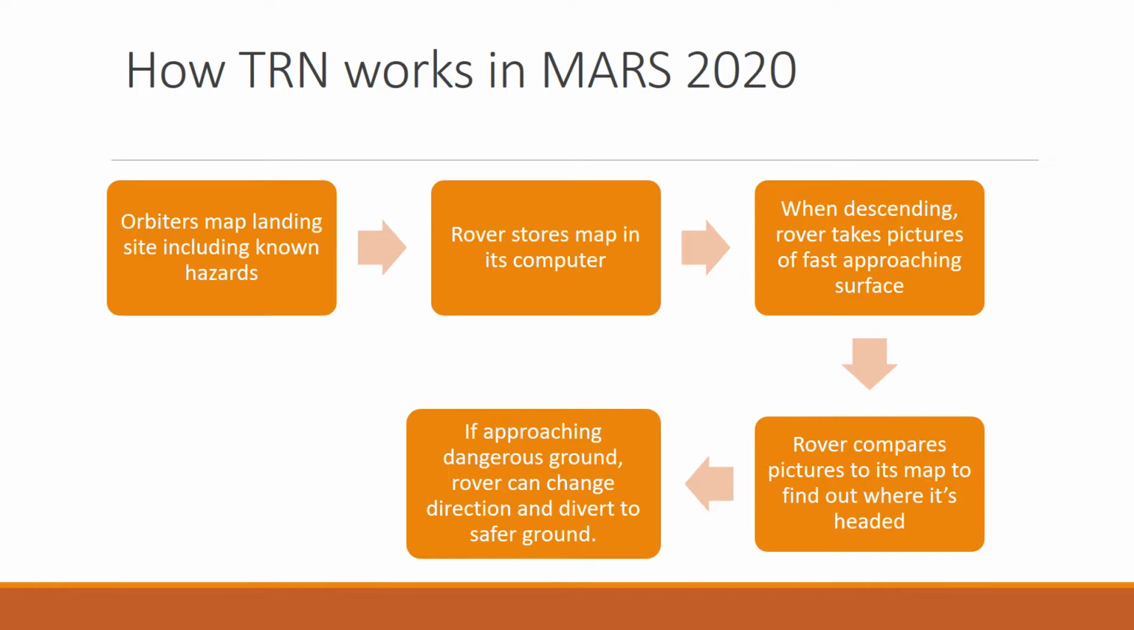It works by using maps created by existing satellites that are already orbiting Mars, and then stores those maps on the computer. When it's coming in for a landing, it takes pictures and compares those pictures to the maps and finds out its position from there. And from there, it decides where it wants to go.